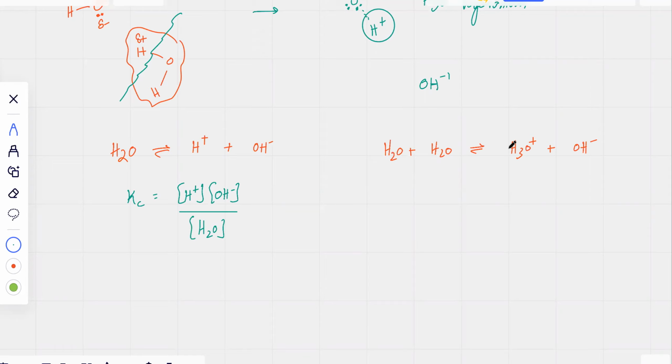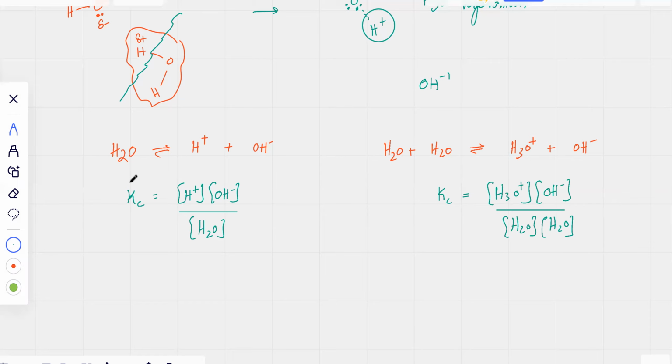If I write the Kc expression over here, what do I get? I get H3O plus 1 concentration into my OH minus 1 concentration. So products divided by my reactants. And my reactants are the two water molecules. So it's going to be water concentration squared, or you can write water concentration 2 times. Those are my two reactants, so products over reactants. So I get these two expressions, right? Is this clear so far?